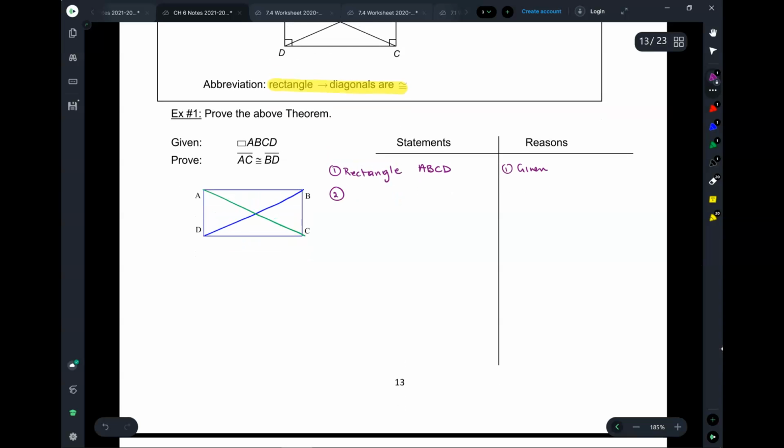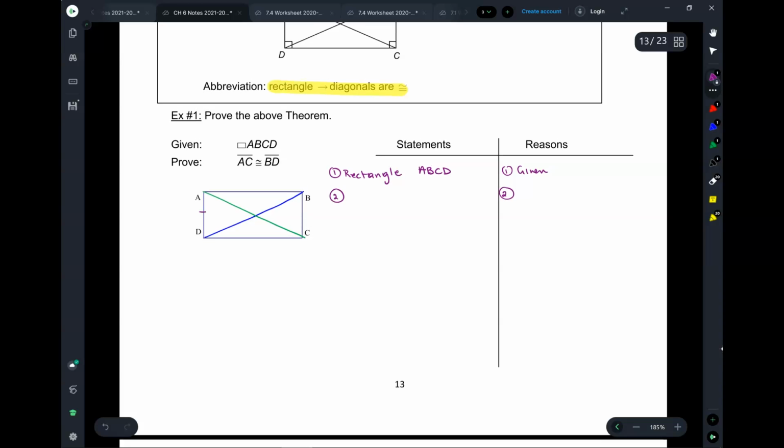So, since we know that a rectangle is a parallelogram, you can say that AD is congruent to BC. Okay? Because it's a parallelogram, so all of the rules apply. So you can say a parallelogram implies opposite sides are congruent. Okay? So it's established that a rectangle is also a parallelogram. You don't have to restate that. Yes?